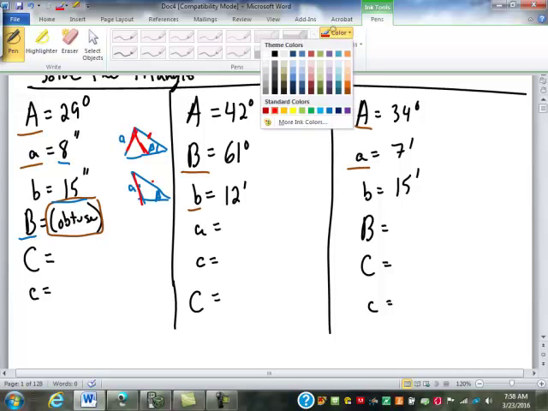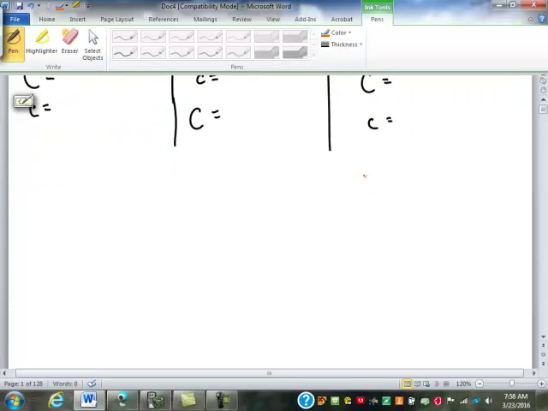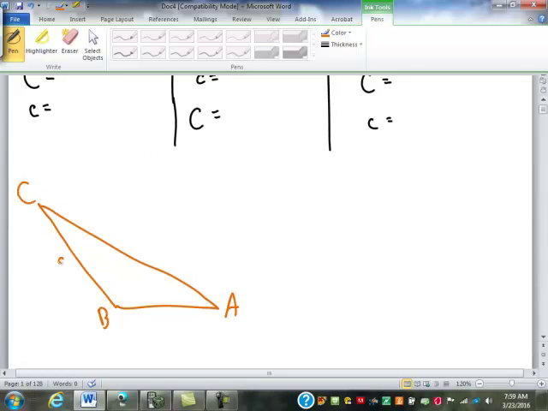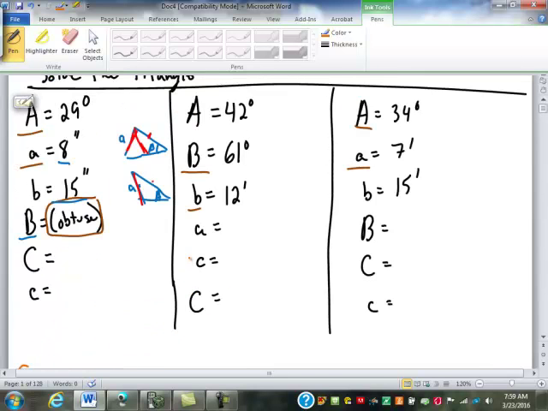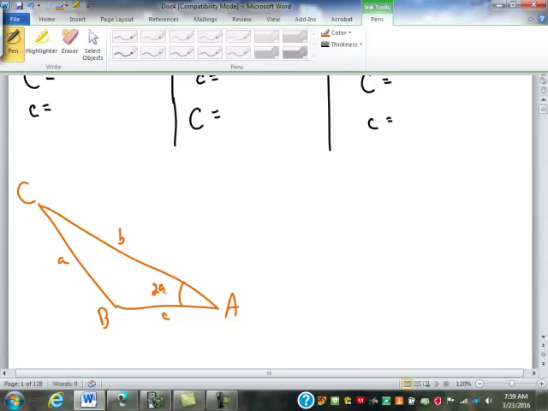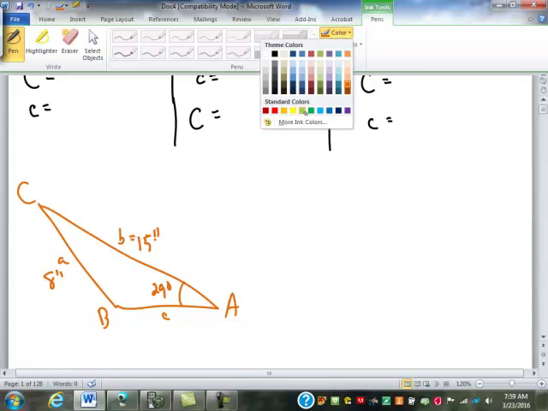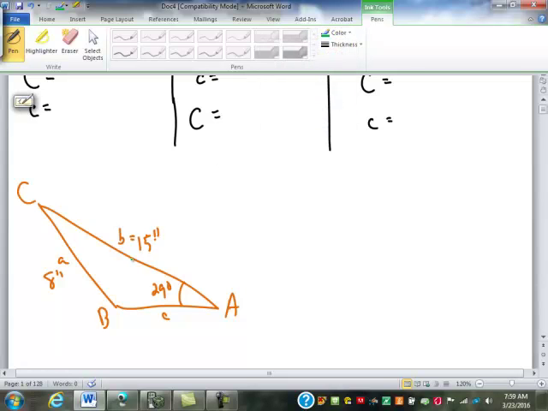So what that's telling us is when we draw this triangle to solve it, we've got to have an obtuse angle. That obtuse angle is going to be B. Either one of these can be A, the other one will be C. So this is little a, little b, little c. This is 29 degrees, 8 inches, and 15 inches. So our first step is going to be to find angle B.